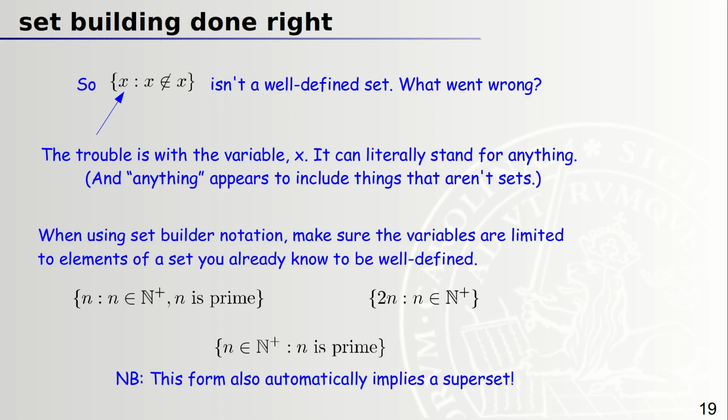So when you use flavor 2 of the set builder notation, make sure that your filters constrain the variables that you're using so that they can only assume values from previously constructed sets, or sets that are generally known, such as the natural numbers or the real numbers, etc.